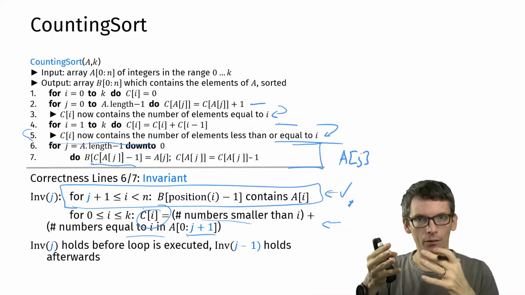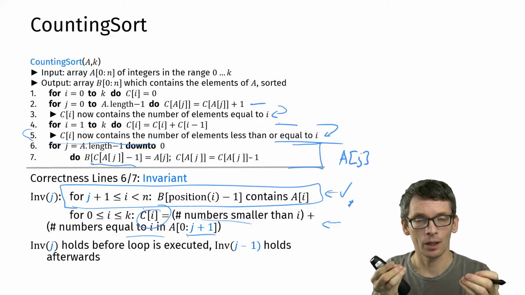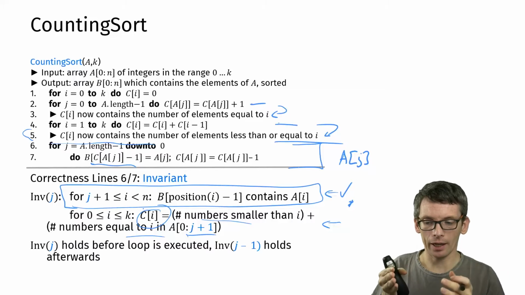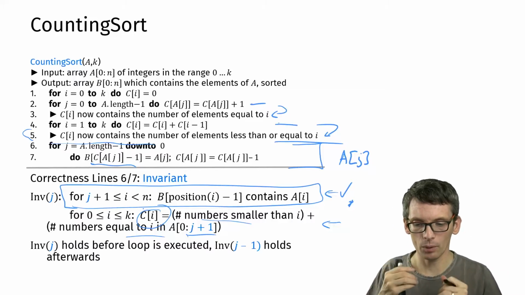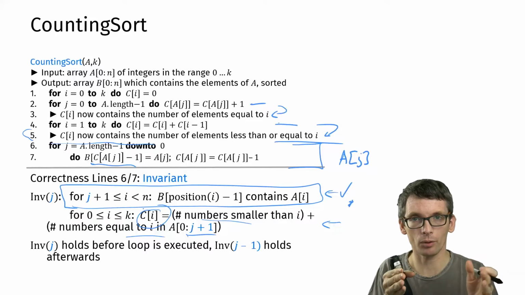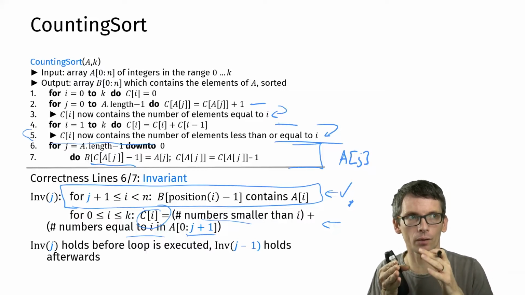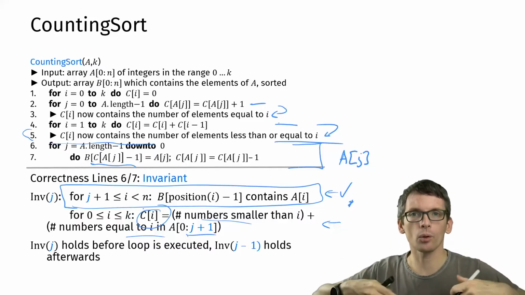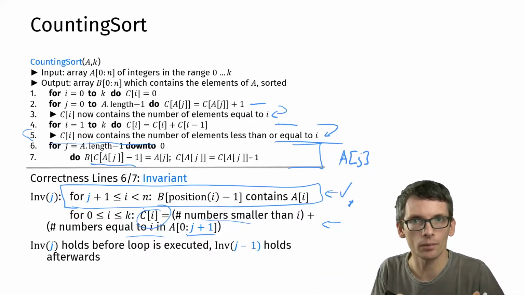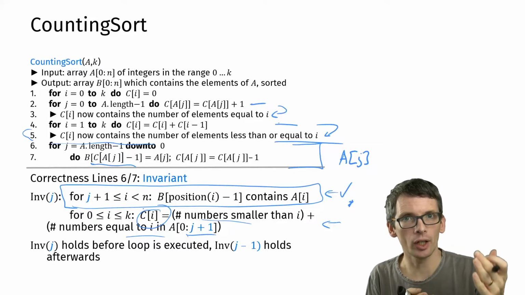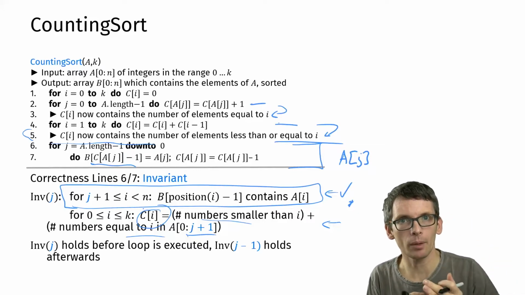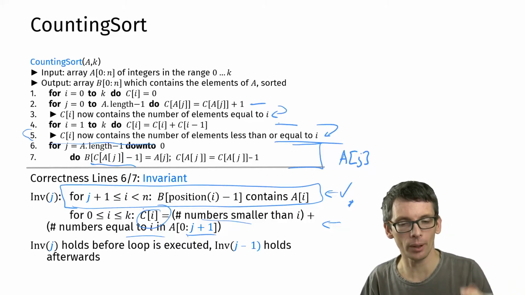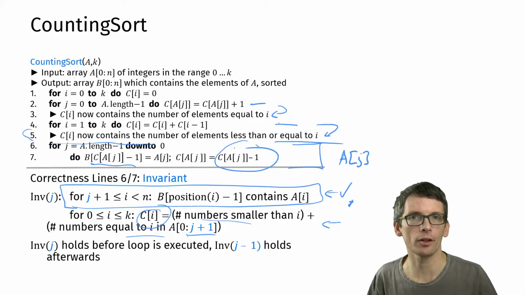For the i that are not a_j, the number of elements smaller than i plus the number equal to i in A from 0 to j plus 1 is actually the same as in A from 0 to j, so up to j minus 1. So for those, C_i doesn't need to change, and it doesn't change. For i being a_j, I now have one element fewer. So to maintain the loop invariant, I need to subtract that, and that is exactly what the loop does.